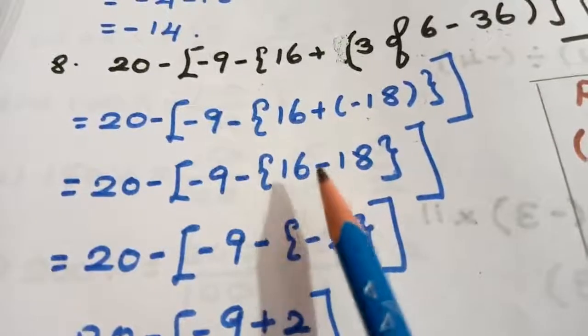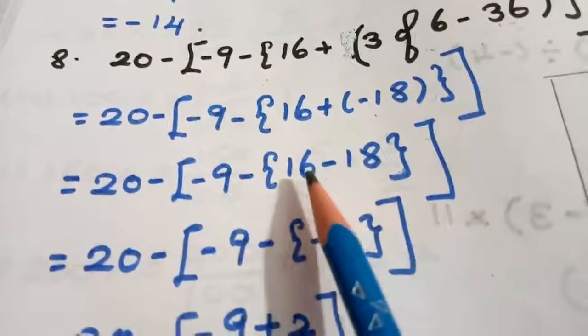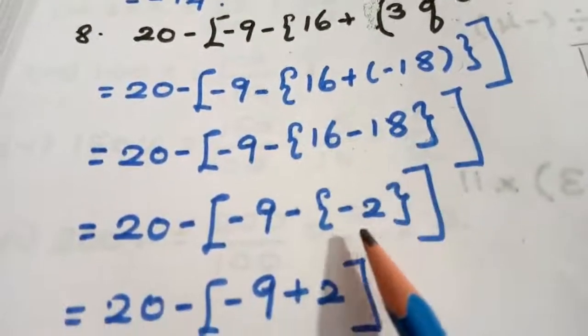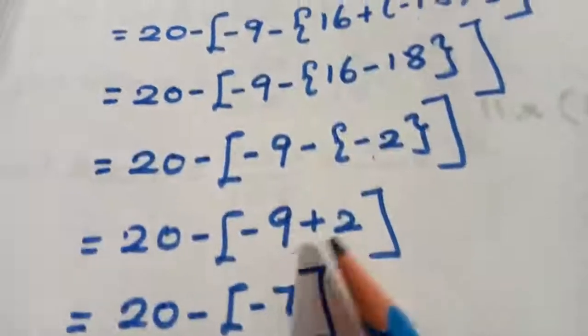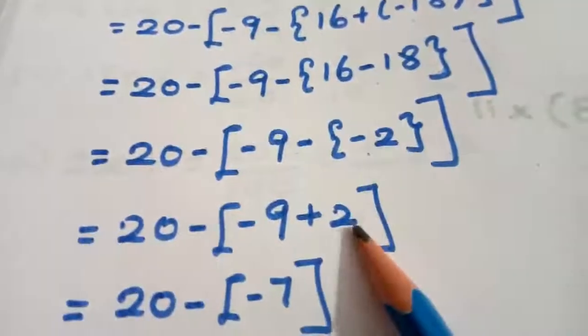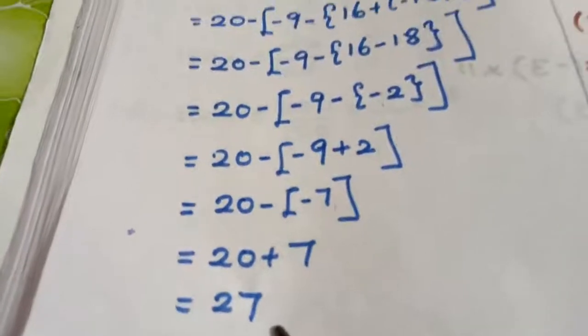Again you are going to see the innermost, the second innermost bracket, which is the flower bracket. 16 minus 18, calculate, you are going to get the value as minus 2. Then minus into minus plus, I am just removing this flower bracket, remaining 1, calculate, simplify, you are going to get the answer as 27.